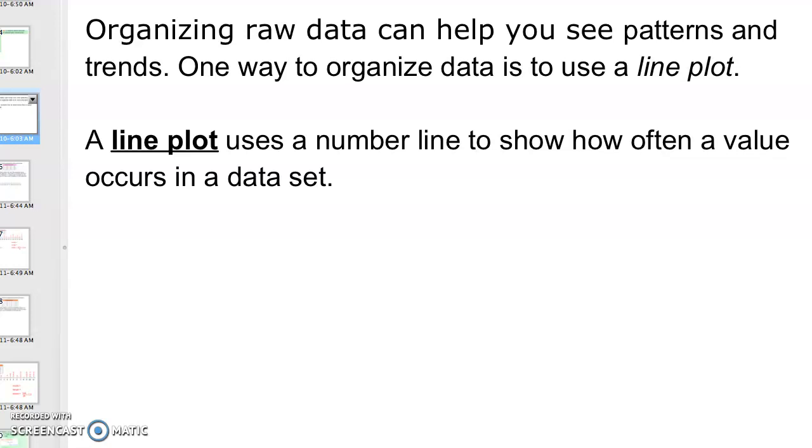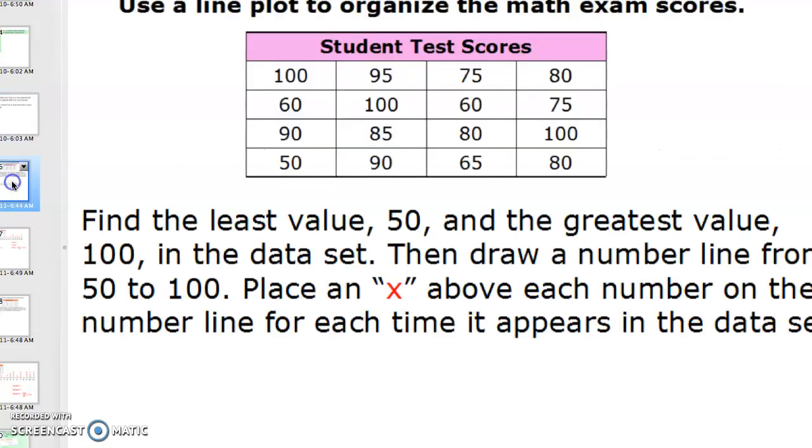Today we're going to talk about line plots, and line plots are a review from last year. Line plots are very similar to dot plots. They're actually the exact same. They both are a type of way to organize data by showing how frequently something occurs in a data set. The difference between line plots and dot plots is that line plots use X's and dot plots use dots, but they're essentially the same thing.